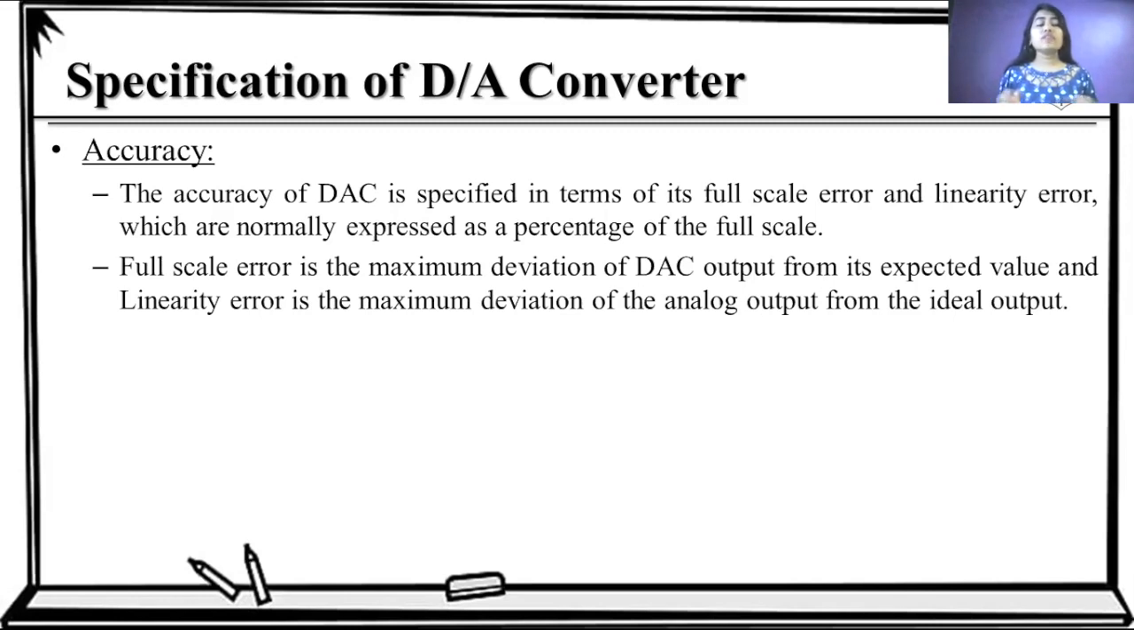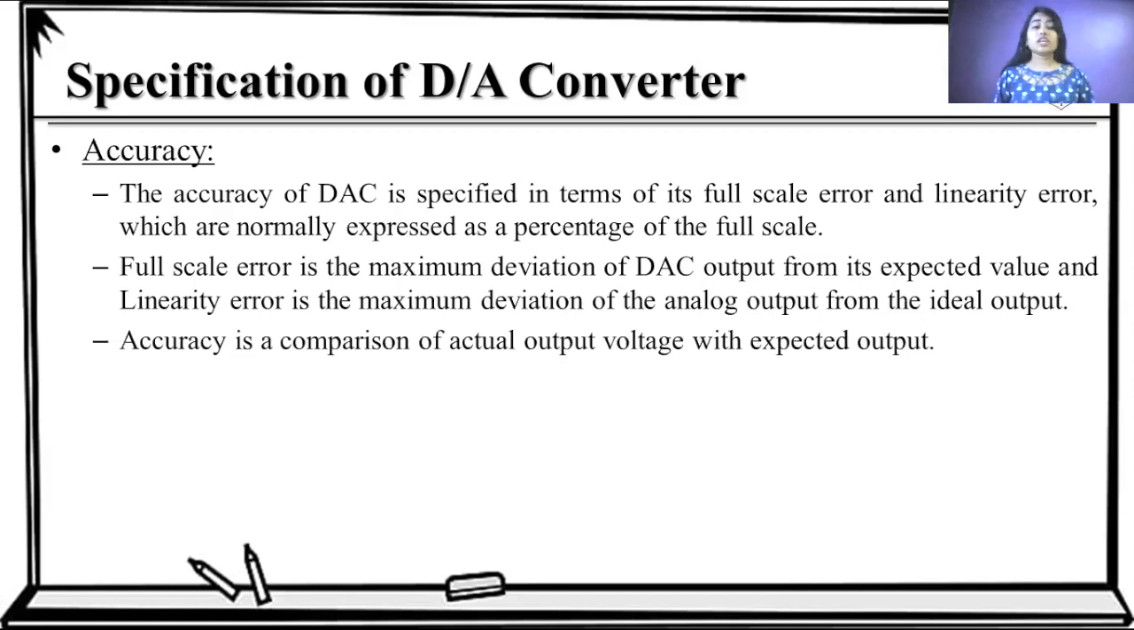If there is a change between the expected value and the produced value, or between the ideal value and the produced value, then there is an error. According to the type of this difference, we have two types of error: full scale error and linearity error. According to these error calculations, we can calculate accuracy for this D2A. Accuracy is a comparison of actual output voltage with expected output.